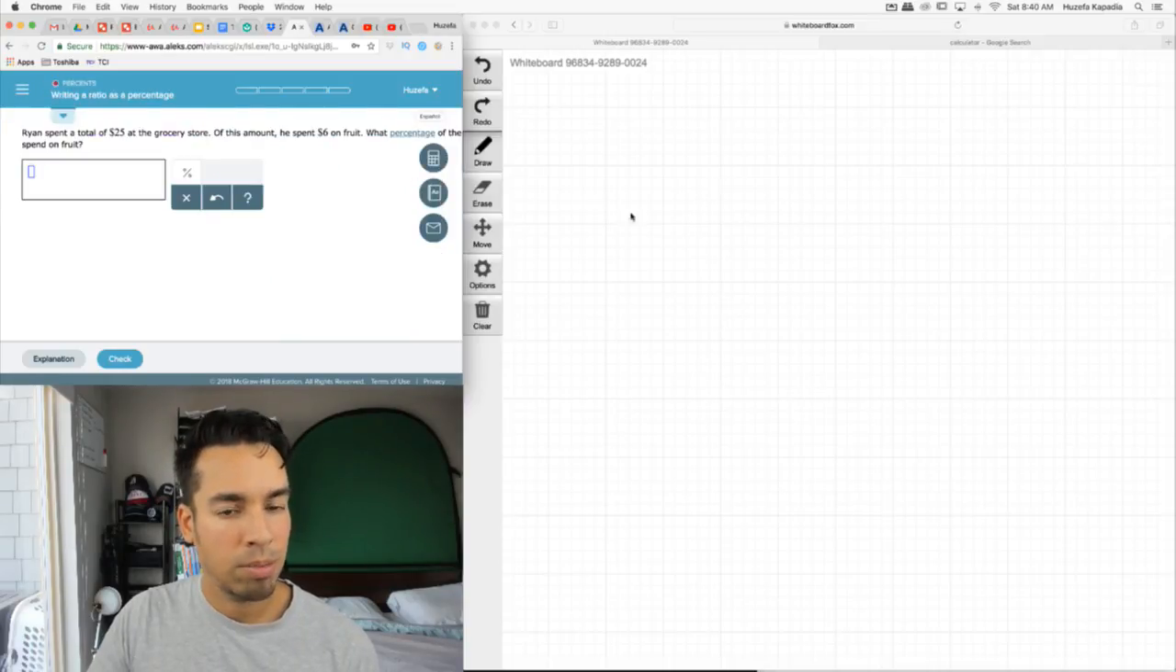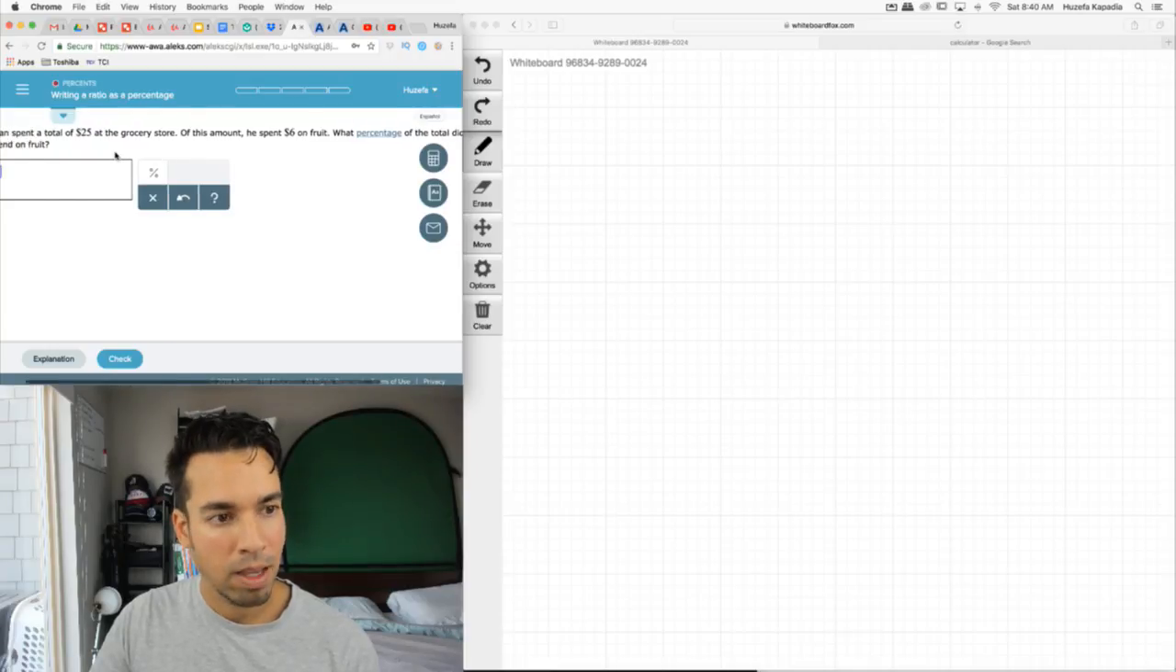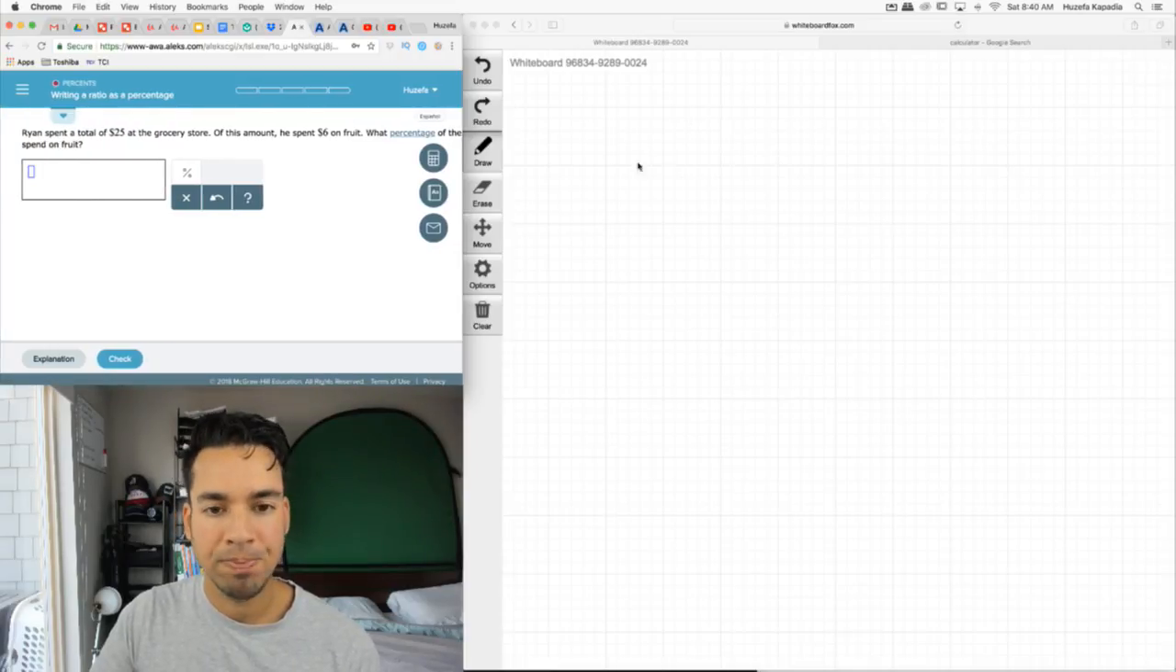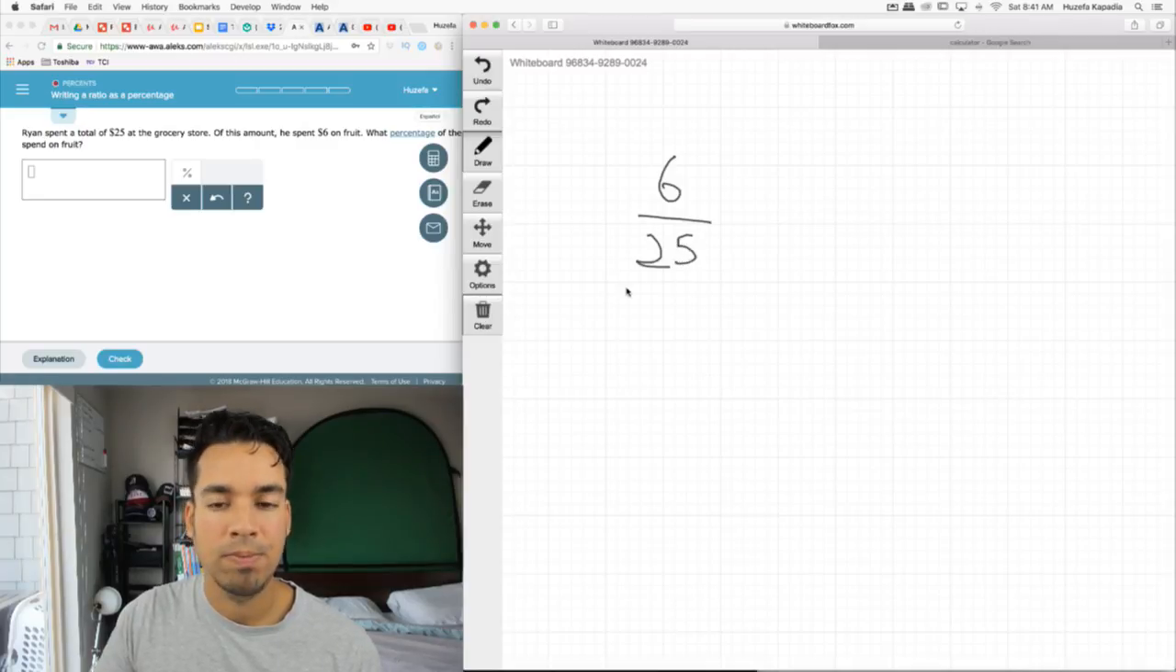Writing a ratio as a percentage. Ryan spent a total of $25 at the grocery store. Of this amount, he spent $6 on fruit. What percentage of the total did he spend on fruit? So we can use this to do a nice ratio. Basically, we think about it like this. We take that $6 he spent on fruit out of 25 total.